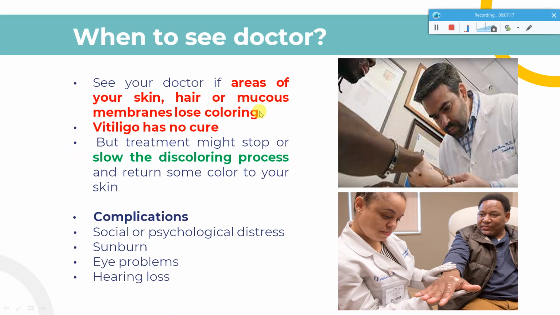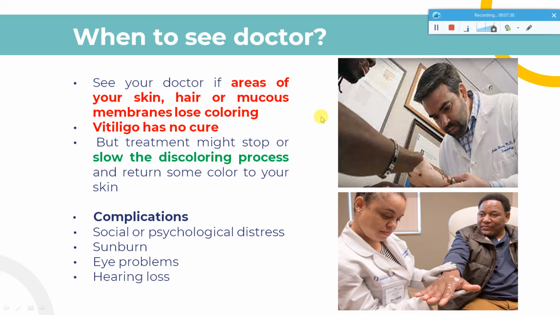And when should you see a doctor? Basically if you see that your skin is getting white patches. Sometimes if you have a certain vitamin deficiency, you can also have small white patches. So these are something different. This keeps on spreading and becomes bigger and bigger in size. That is one indication that you might be having this issue, so it's better to go and check with the doctor.